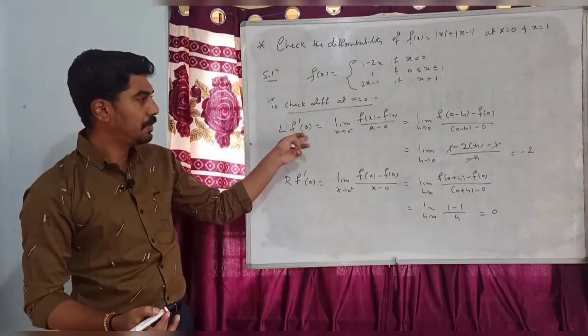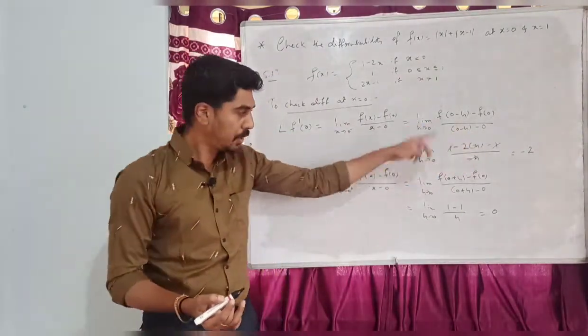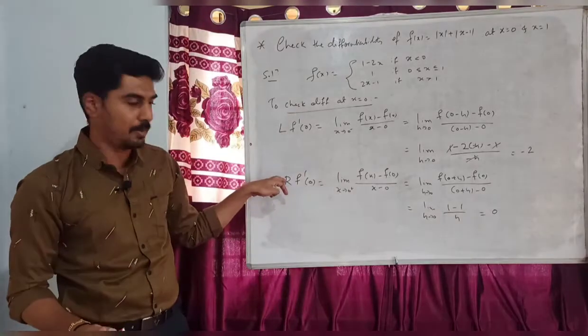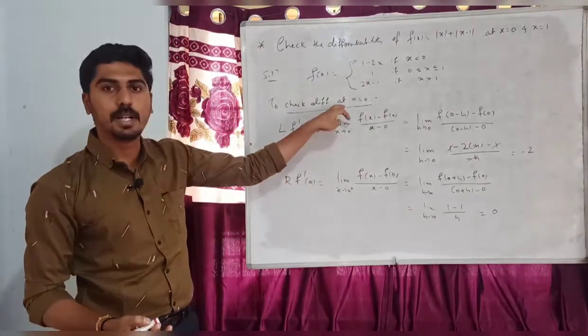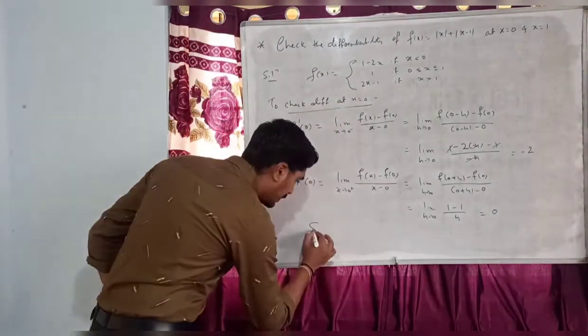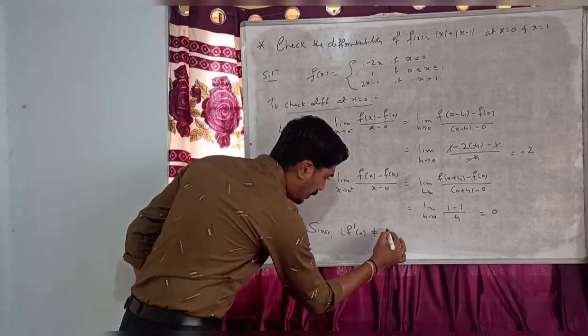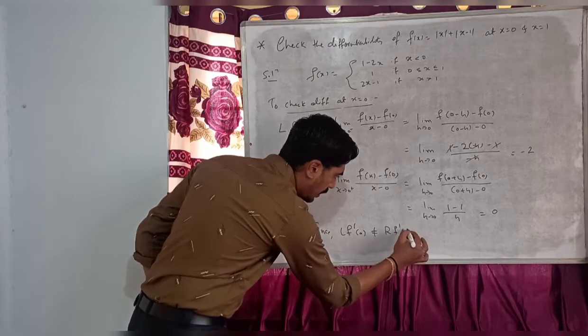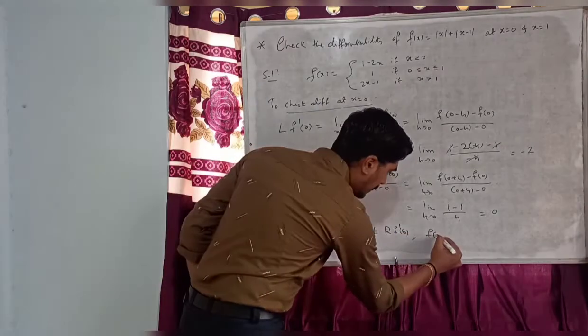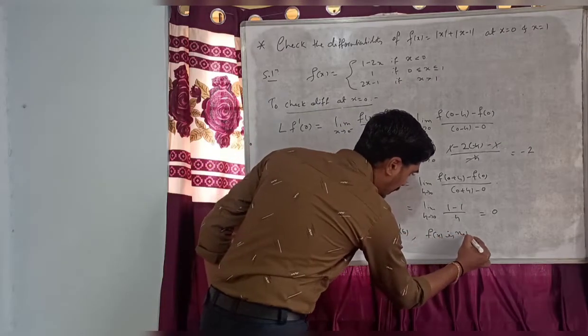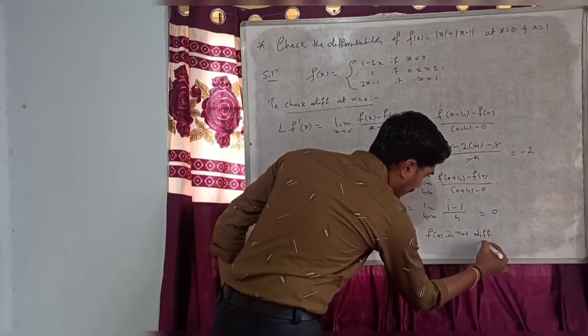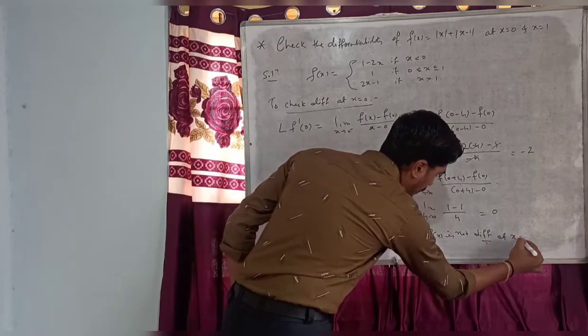Since left hand derivative, which is equal to minus 2, is not equal to 0, which is the right hand derivative, the function is not differentiable at x equal to 0. Since L f dash of 0 is not equal to R f dash of 0, f of x is not differentiable at x equal to 0.